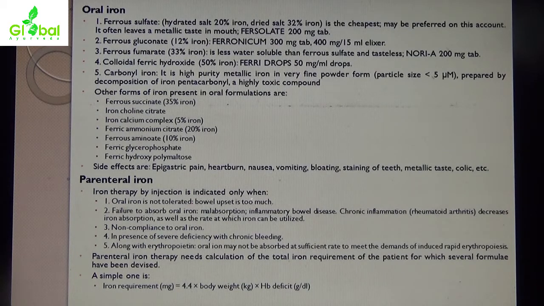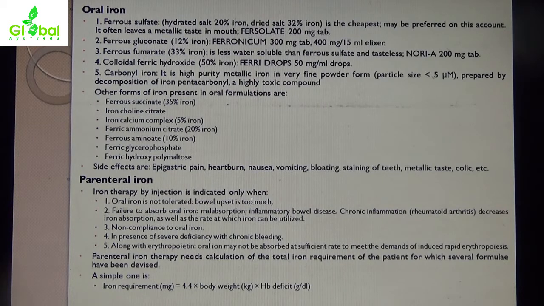Now ferrous sulfate is a hydrated, dried salt of iron. It is the cheapest one, and it often leaves a metallic taste in the mouth. Generally when ferrous sulfate is given, there will be that metallic taste in the mouth and also in urine. Next is ferrous gluconate, which has 12% of iron, and ferrous fumarate, which has 33% of iron. It is less water soluble than ferrous sulfate and tasteless.